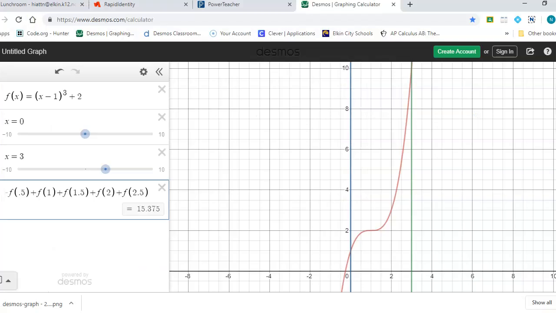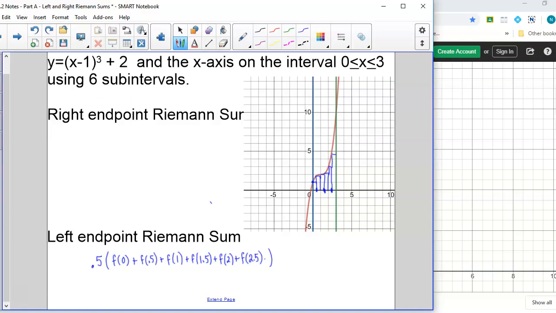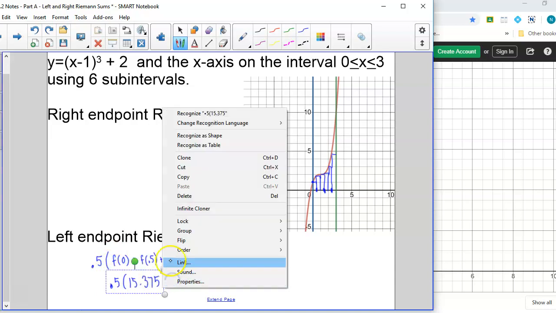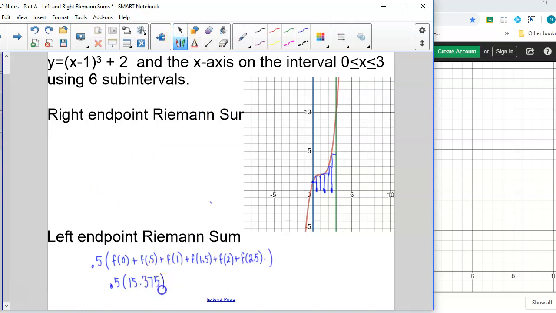And so what did we just get? I didn't look at it good. 15.375. So we would have 0.5 times 15.375. And that is going to give us 6.1875. And that would be our underestimate for the graph. Okay. Questions on that part?